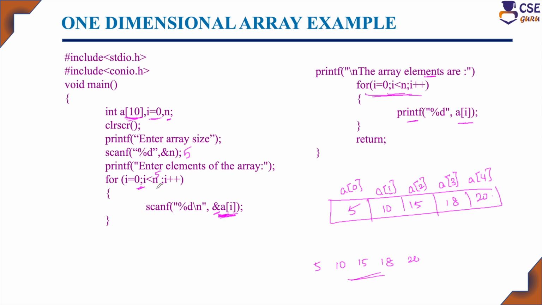So this is a one-dimensional array. In a one-dimensional array, it is enough to use only one for loop. See here, only one for loop is enough to accept the input and also to display the output, and specify the looping condition. So this is all about the one-dimensional array.